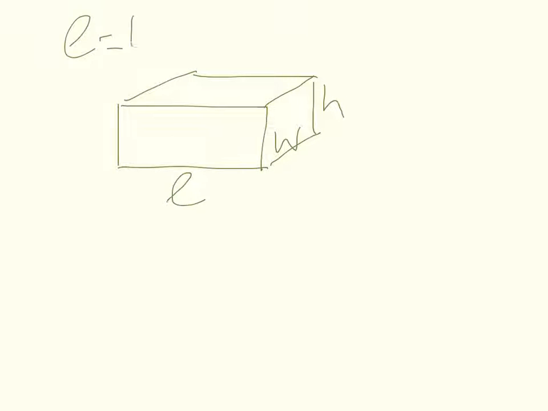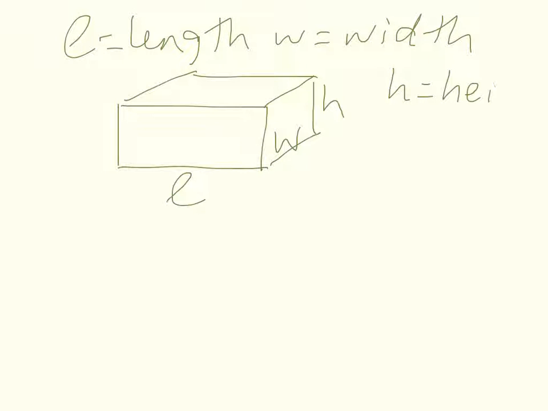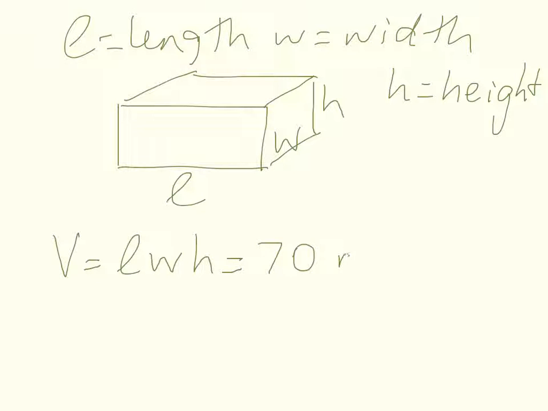Okay, so the first thing to do is to draw something resembling the cardboard box. Alright, and then write some statements down. So we'll have L is the length, W is the width, and H is the height. Right, and we can write down that V is equal to length times width times height, and that equals 70 metres cubed.